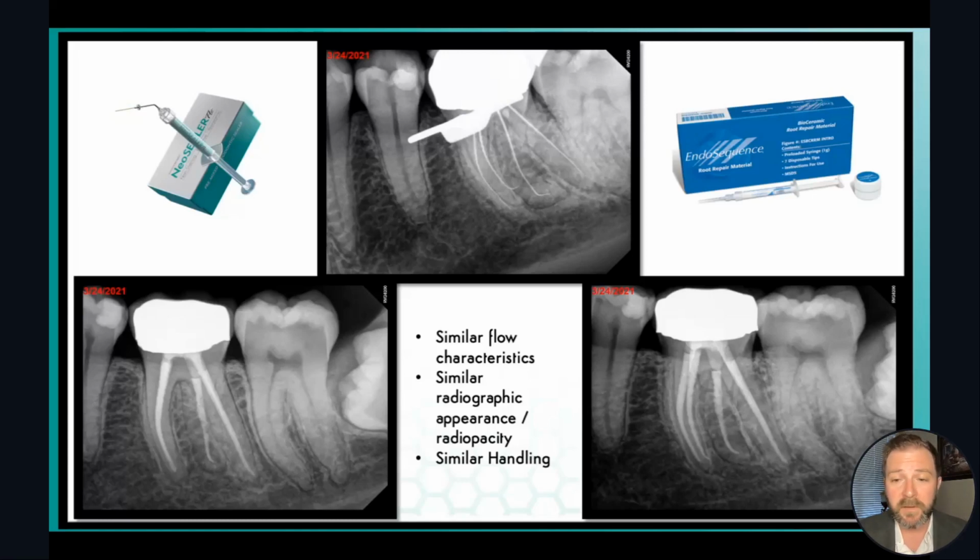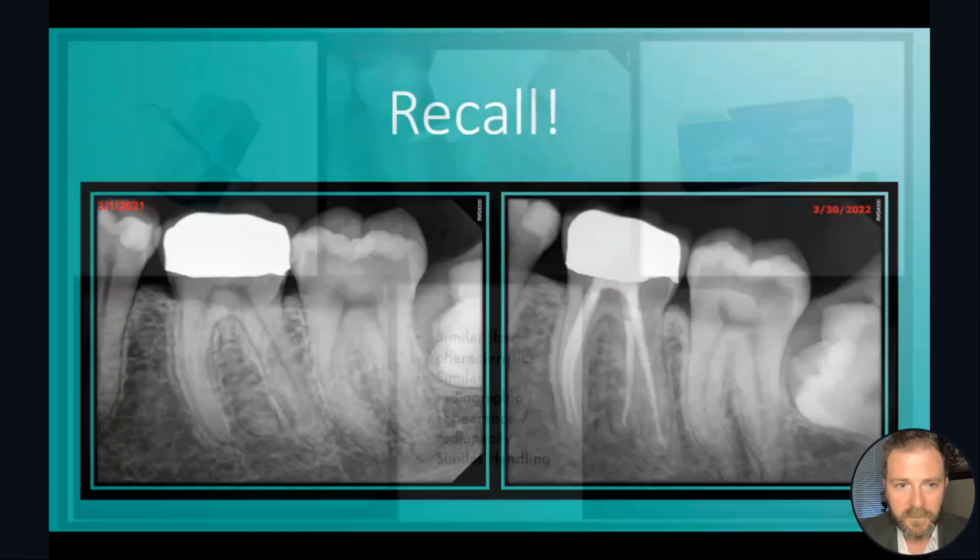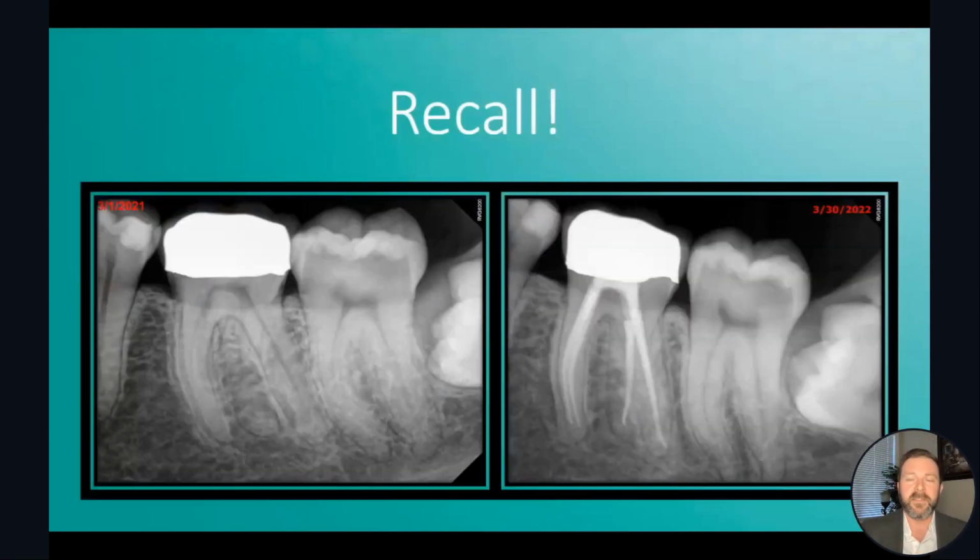I don't think anybody here could tell me that one's a Neo canal and one's a BC canal. And so I was so thrilled to get this young lady back earlier this year, actually just a month ago now, and show that it's healed. There wasn't any lesion to start with. We're not seeing any development of any lesion. She's asymptomatic and functional. So in my mind, as an endodontist, I always want to see the recall.